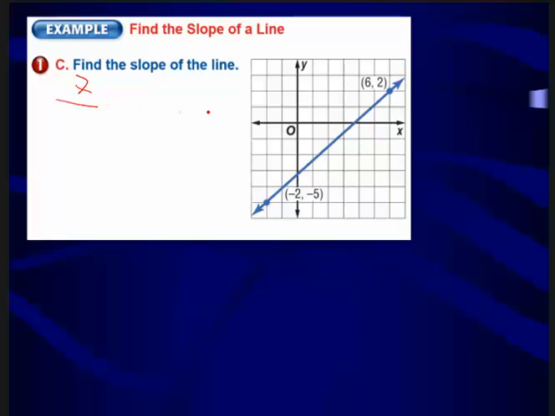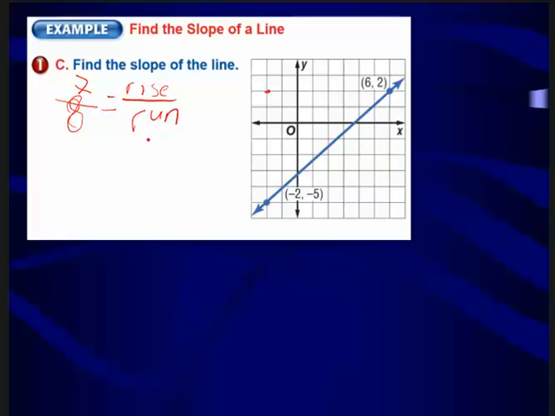over, now we're going to run. So that gets us to right here. How many spaces do we have to run to get to that point? 1, 2, 3, 4, 5, 6, 7, 8. So if we use the rise over run method, we get 7/8.